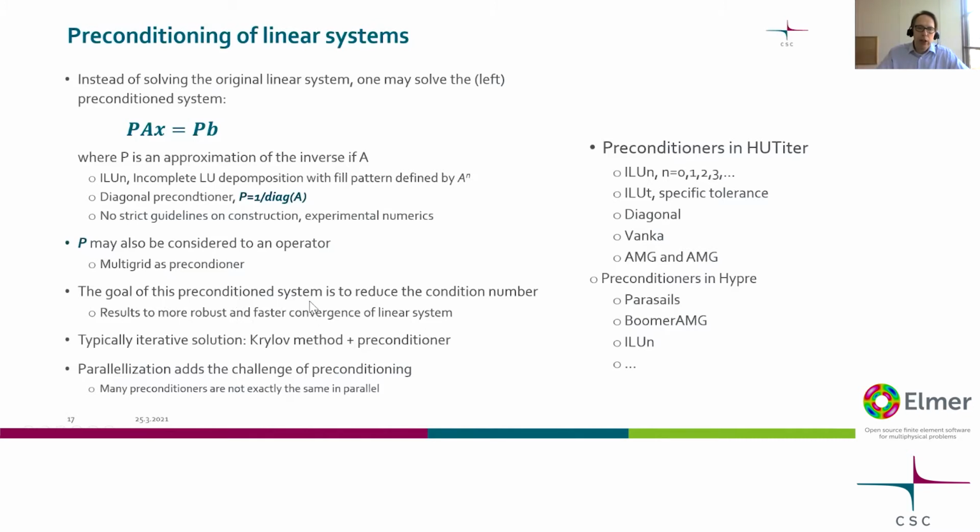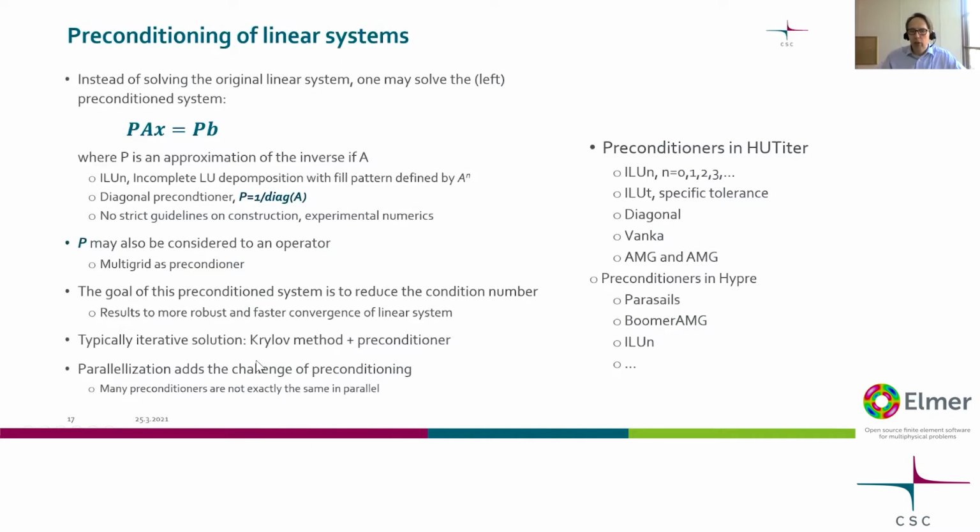The goal of preconditioning is to reduce the condition number. So that means that you have a more robust iteration and a faster convergence of the linear systems. And typically, you have a combination of a Krylov method plus a preconditioner. And I would say that the preconditioner is even more important than the Krylov method.